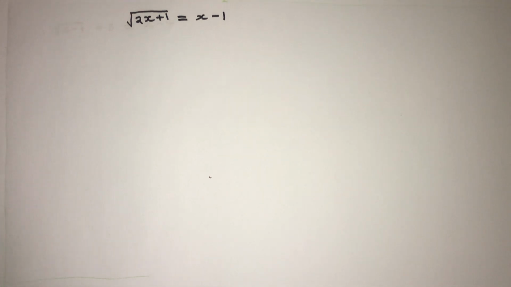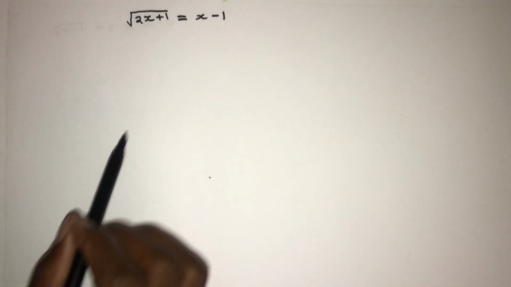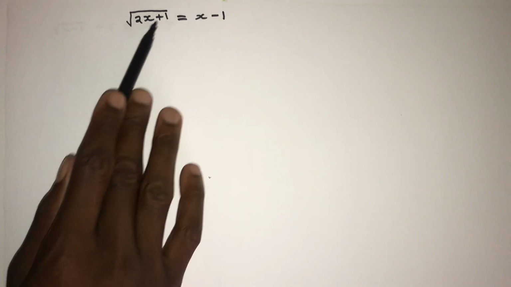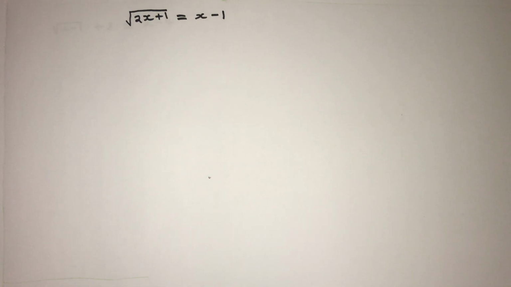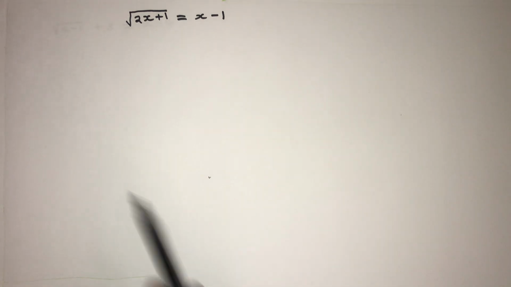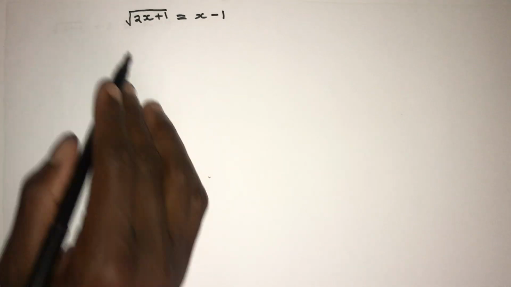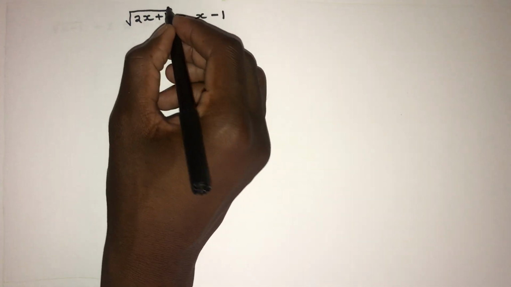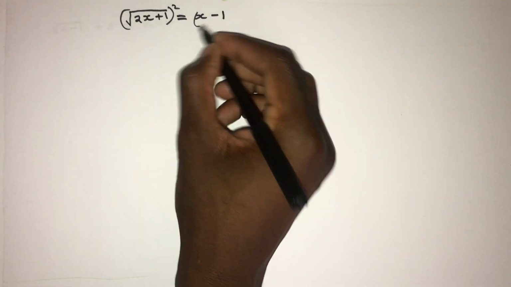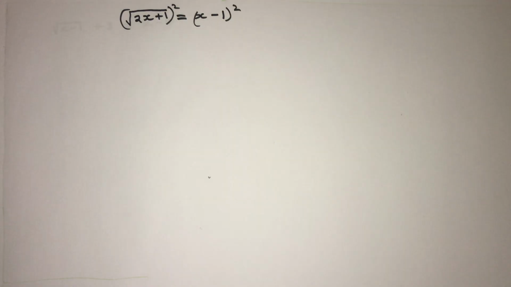Now, the square root of 2x plus 1 is equal to x minus 1. So you can stop the video and try it out. Since this time we don't have a number that is not under a root on this side, we don't have to transpose the numbers. So we just take this one as it is. Let's square both sides. Here we just start by squaring both sides.